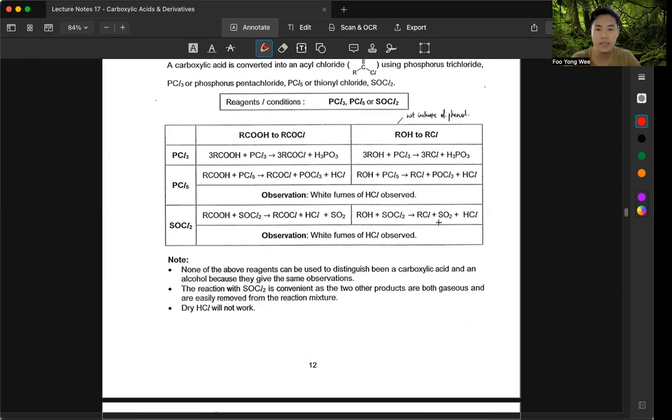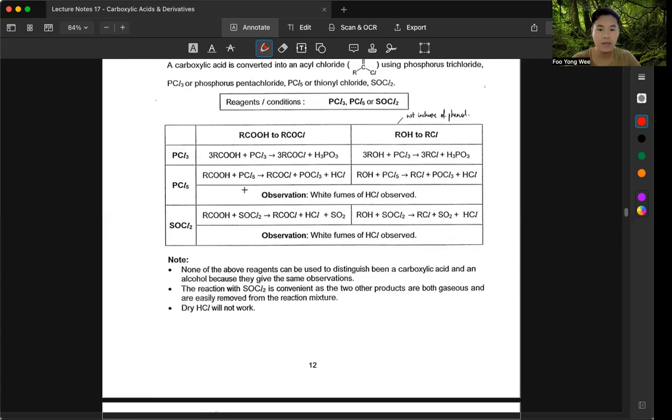In this case, it's the same thing, just that the main product is different. So you produce SO2 and HCl. In fact, this reaction is good because the reaction with SOCl2 is convenient as the other two products are both gaseous and easily removed. So this is actually preferred. All right. Dry HCl will not work because the H2O will react with the acid instead.